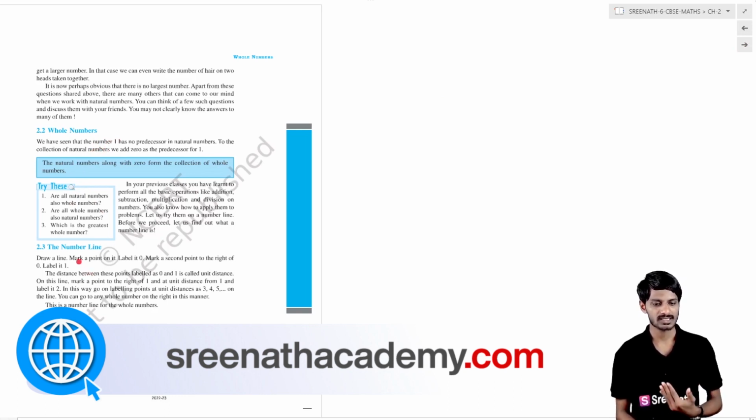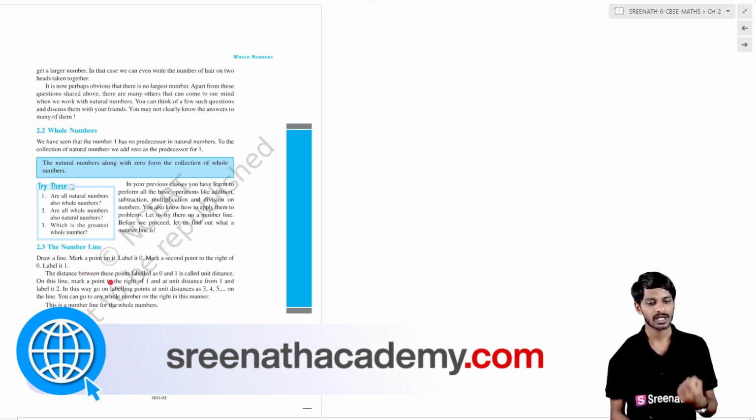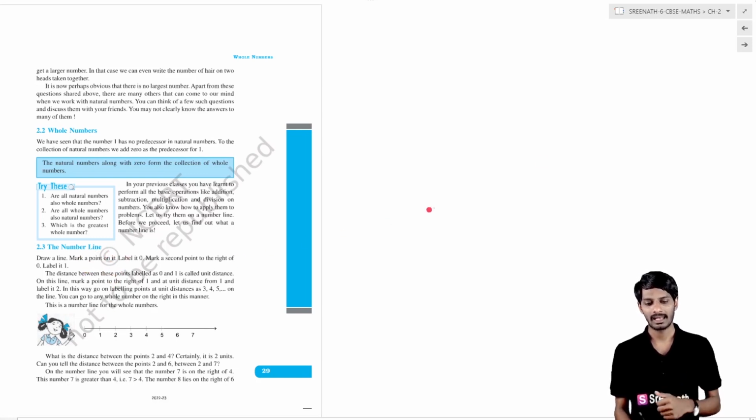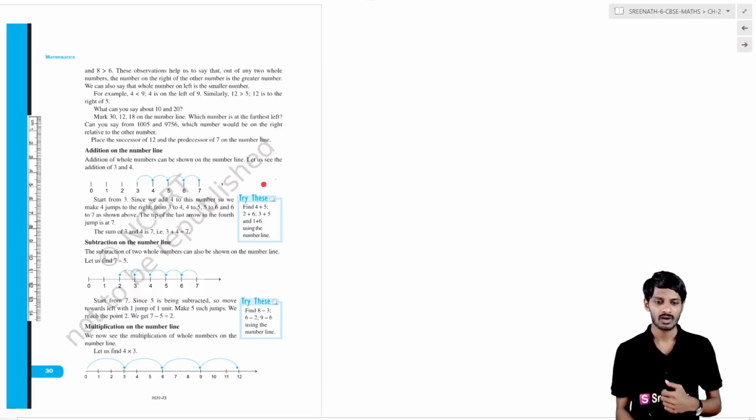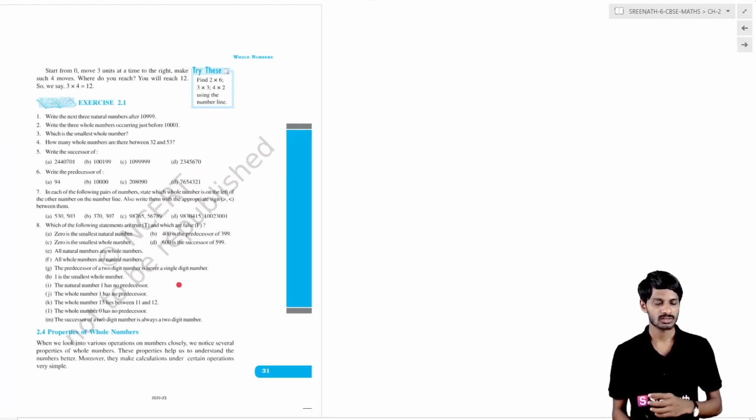And the next topic is the number line. So what is the number line and how will we represent the whole numbers on the number line? And how will we do addition on the number line, subtraction on the number line, multiplication on the number line? All those topics we will discuss under the third topic.